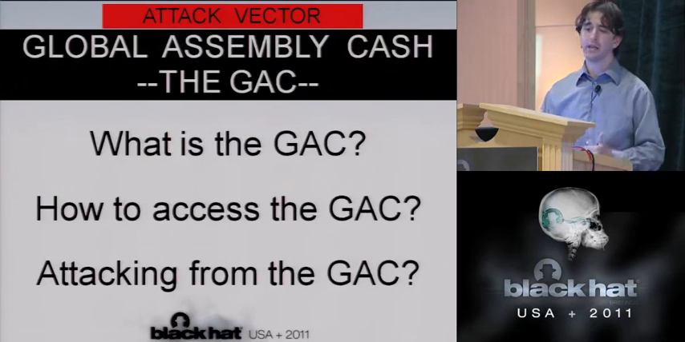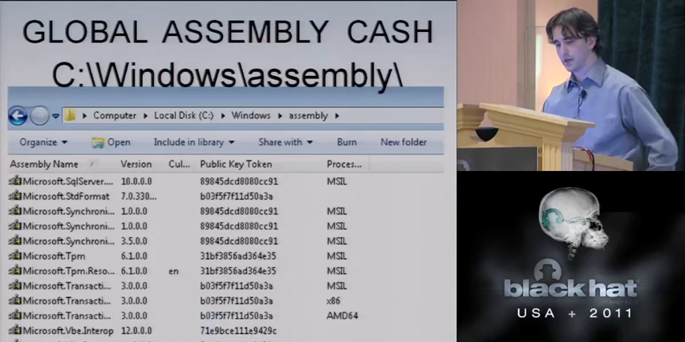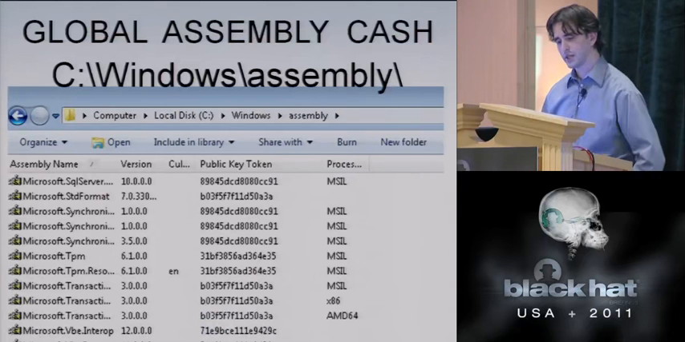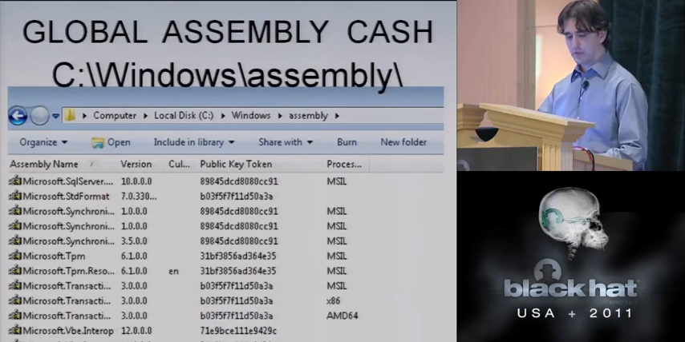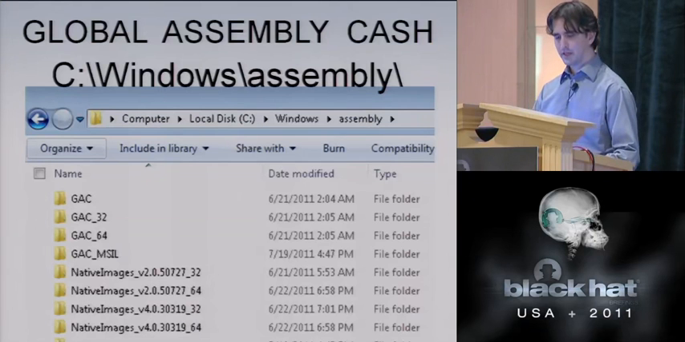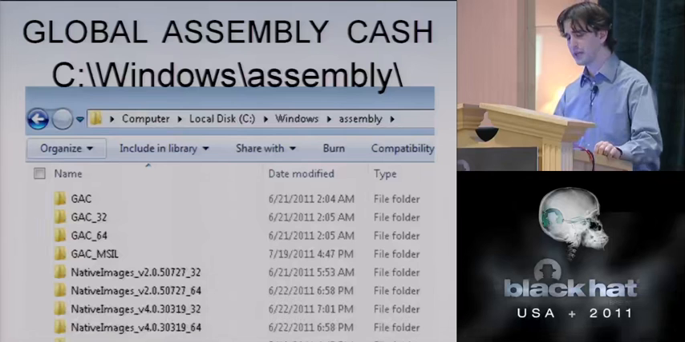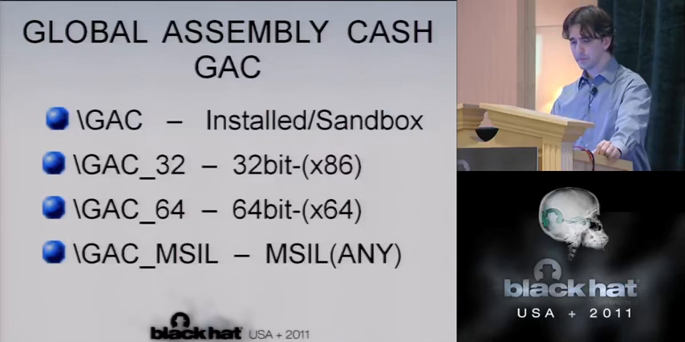When you're attacking .NET, you want to know about the GAC, because the GAC is a vulnerable area that you need to take into consideration. This is what the GAC looks like. It's Windows assembly. And unfortunately, it comes up a little obfuscated. You simply delete the desktop.ini, and it shows you the real GAC underneath.